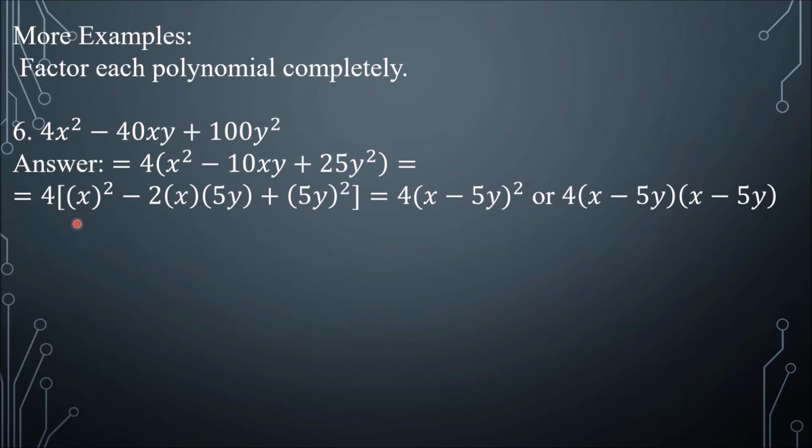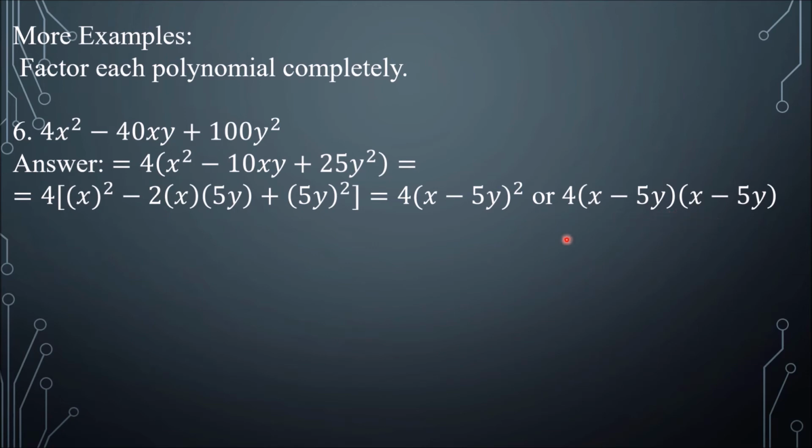So x squared, that's x, and then 2 times this x, 2x. In order to get 10xy, we need to multiply this by 5y. So 2x times 5y, plus this 5y will be used, (5y) squared, in order to get 25y squared. Simplifying that, we have again the 4, and then the first term x, 5y, and the minus sign. So 4 times (x minus 5y) squared, or 4 times (x minus 5y) times (x minus 5y).